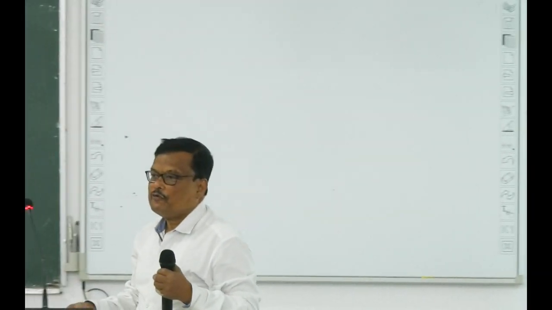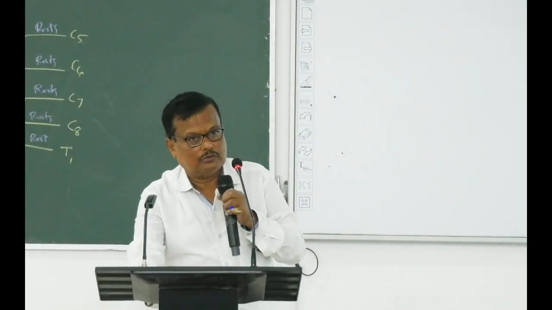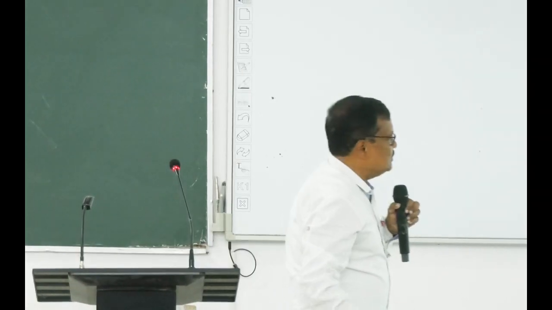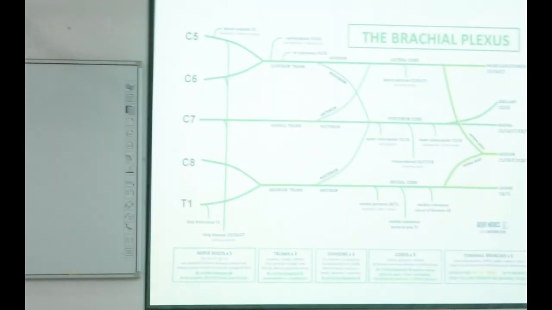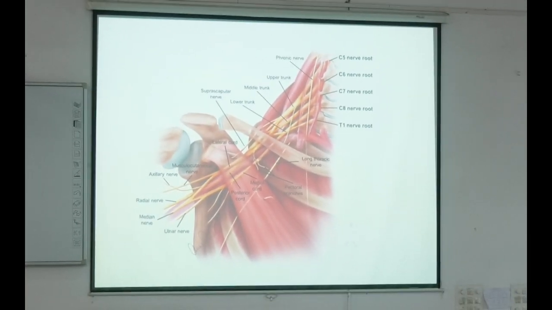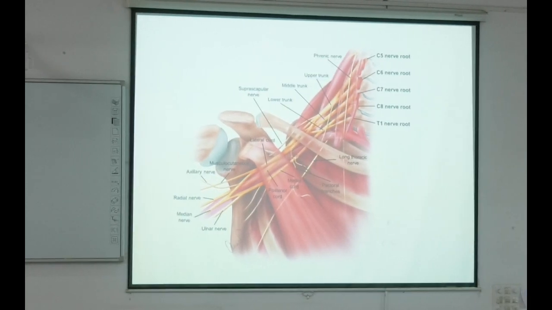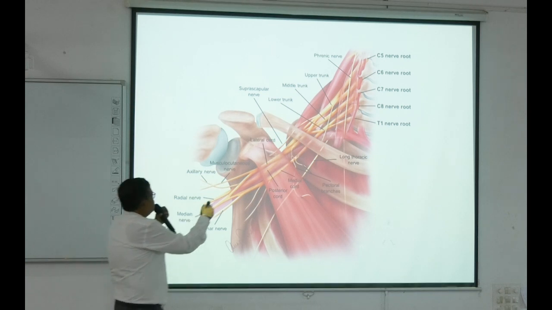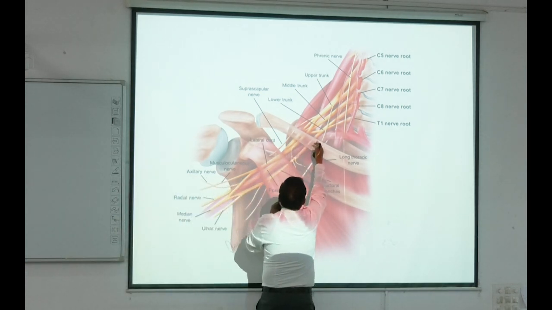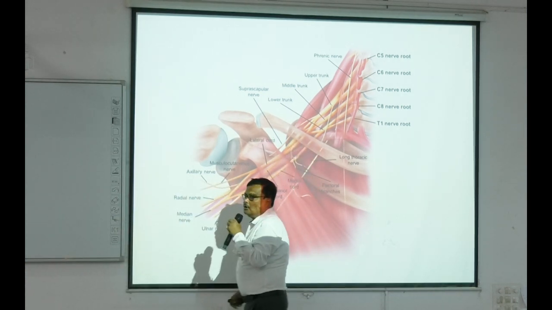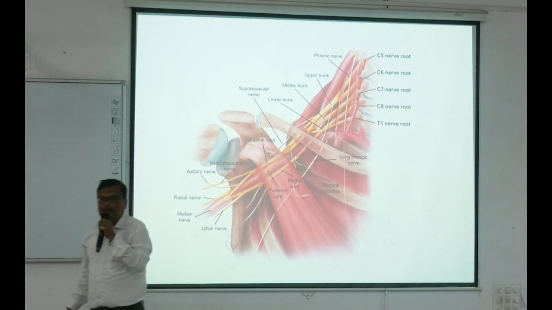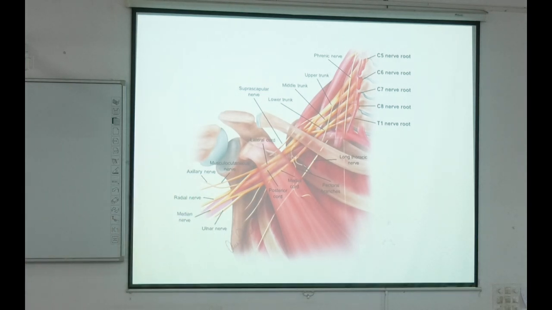সুতরাং ব্রেকিয়াল প্লেক্সাস ফর্মেশন আশা করি তোমরা বুঝতে পেরেছো যে রুট ট্রাঙ্ক ডিভিশন কর্ড কিভাবে হয়। নাও What are the situations? It is the lower part of the neck and in the axilla. কোনটা lower part of নেকে থাকে, কোনটা axilla থাকে?